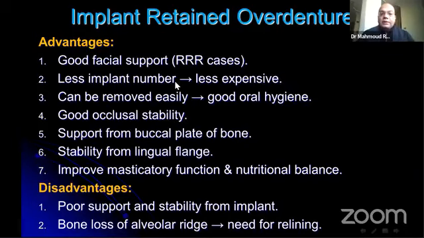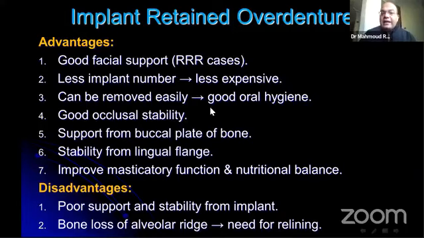Fewer implants, so it will be less expensive. This is very beneficial for your patient if he can't afford to make a fixed restoration above the implant. So you can use fewer implants, and this will give a cheap option for your patient if he can't afford the fees of the total fixed prosthesis on implant.